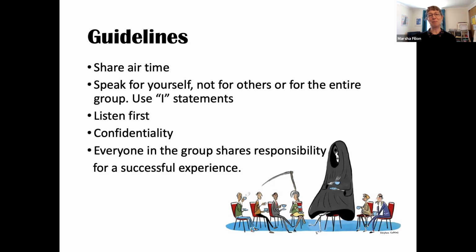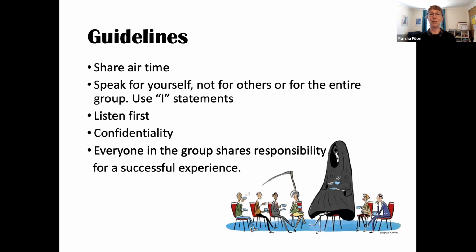The hardest one for anyone with a hospice background: speak for yourself, not for others or for the group. So when we have had hospice staff, bless you all, talking about experiences, and obviously not naming names, but talking about patients that you're worried about. But it's so important to make this about your personal experience, not your experience as a member of a hospice team or any other profession. This is about your relationship with death and dying, your fears, your concerns.